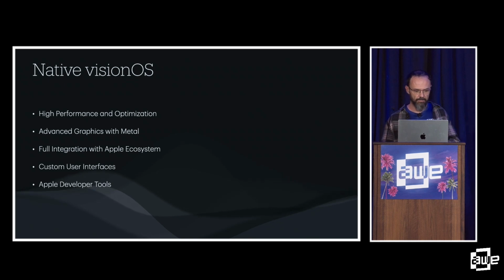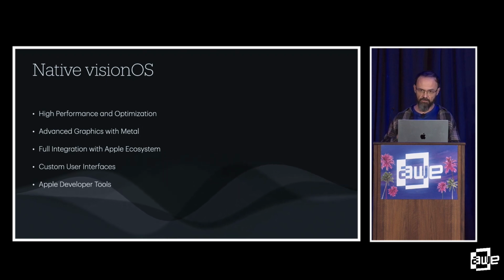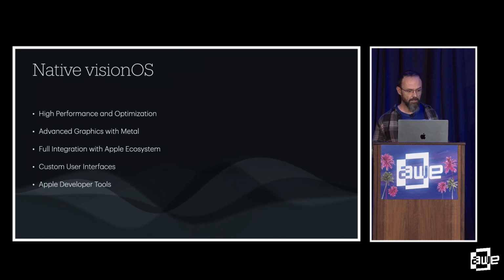Here we have access to Metal, the 3D graphics and compute shader API from Apple, and you have full integration with the Apple ecosystem. This means that you can benefit from libraries that already exist for Apple. We can be talking about networking libraries or logging libraries or whatever libraries are already available. We can create custom user interfaces using the VisionOS SDK. And of course, we can also benefit from using the Apple developer tools. We are going to be developing applications using Xcode, and this means that we can use the debugger from Xcode, the profiler tools, all these sort of things.